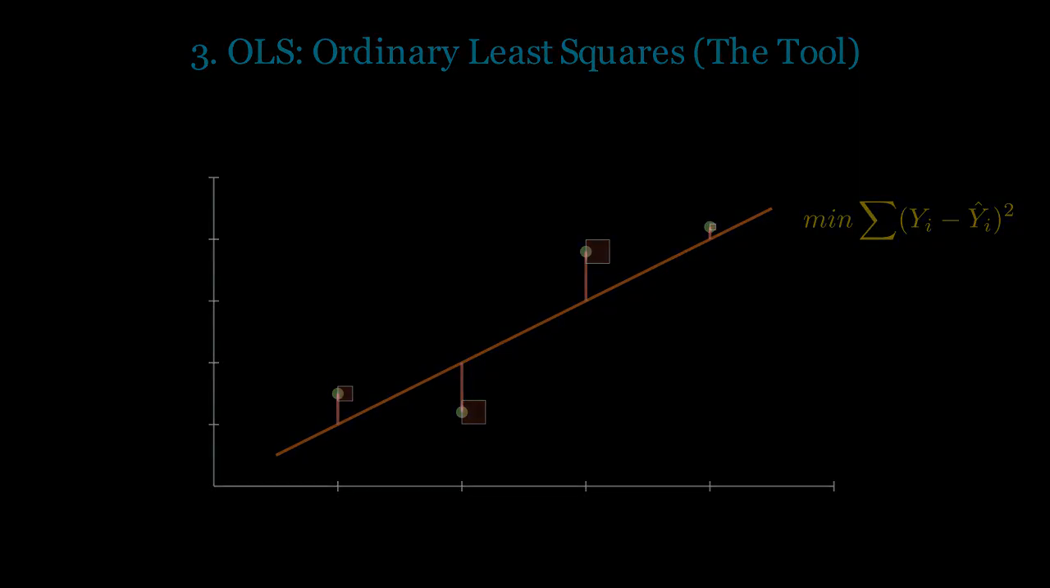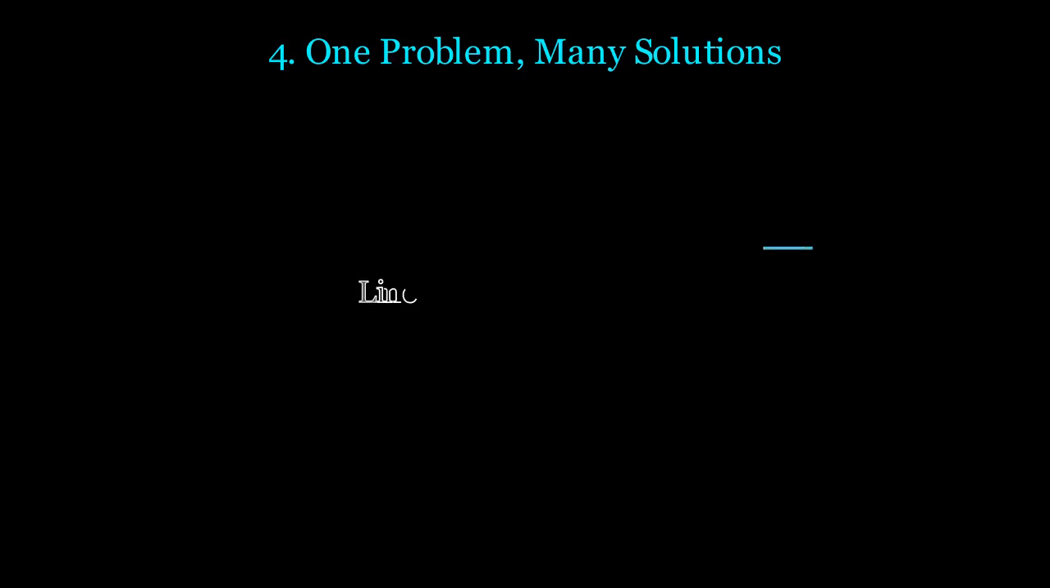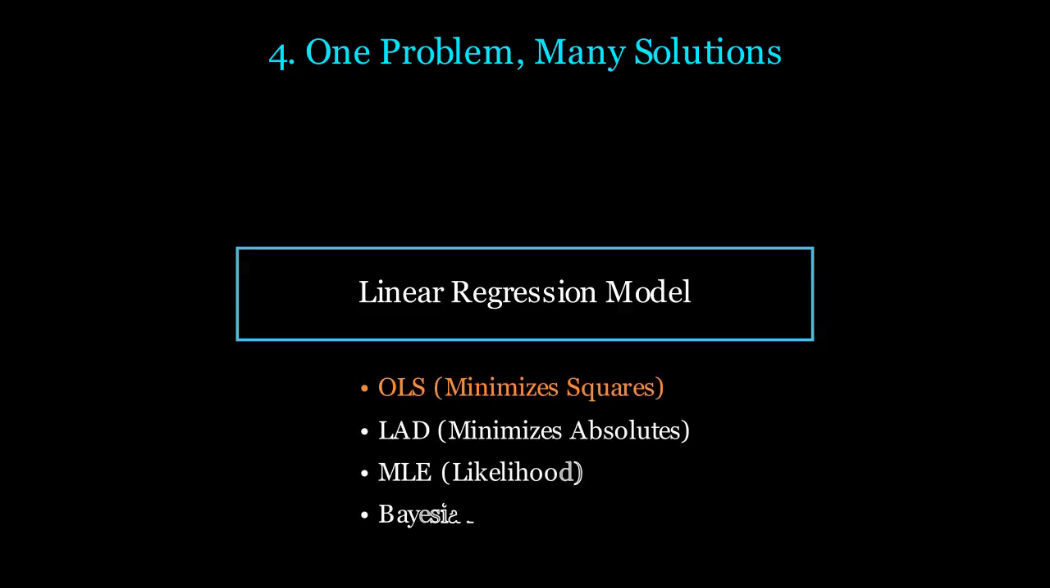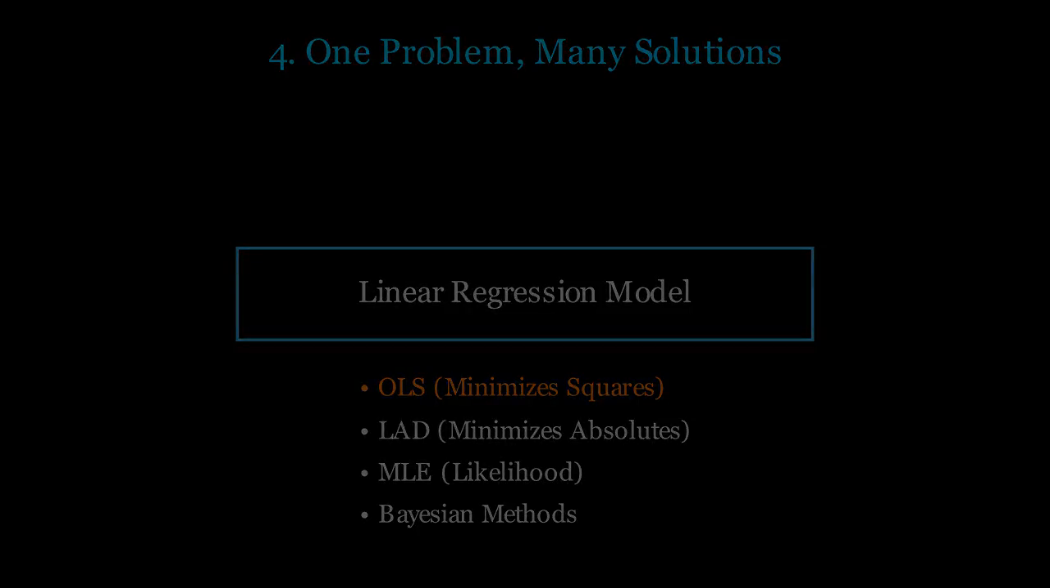Section 4. Why they are not the same. If linear regression is the problem, OLS is just one solution. There are many other ways to estimate a linear regression model. For instance, if your data has many outliers, you might use least absolute deviations, LAD. If you want to estimate the probability of an event, you might use maximum likelihood estimation, MLE. You could even use Bayesian regression. All of these are methods to solve a linear regression model, but none of them are OLS.